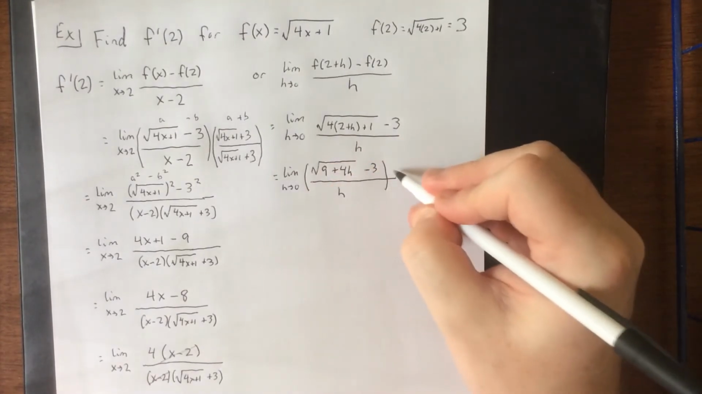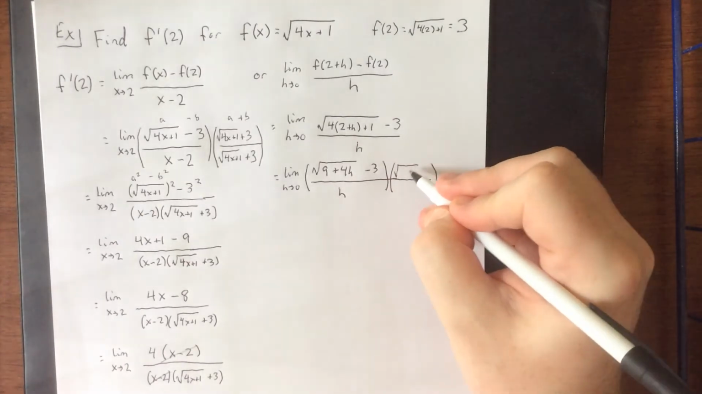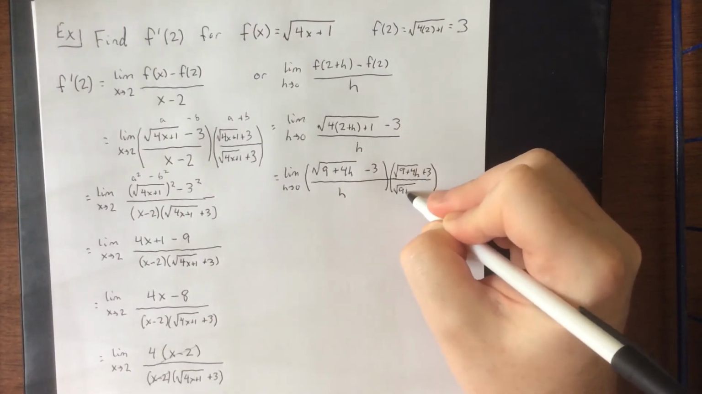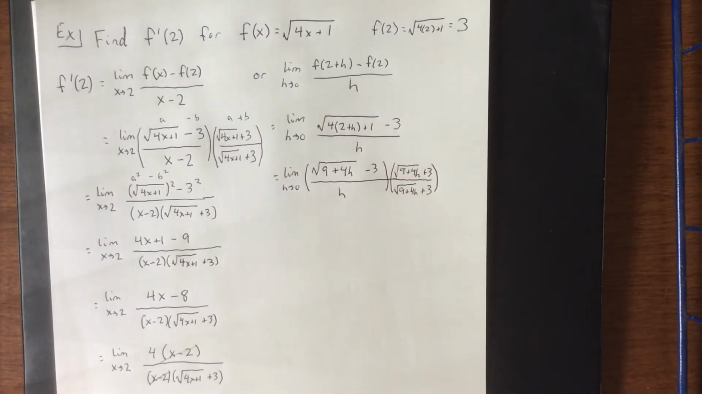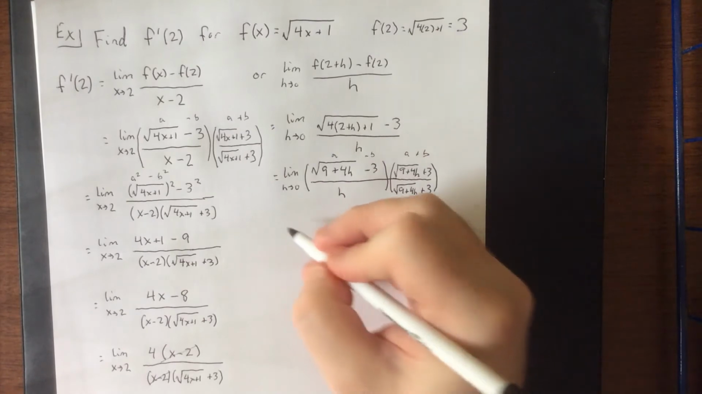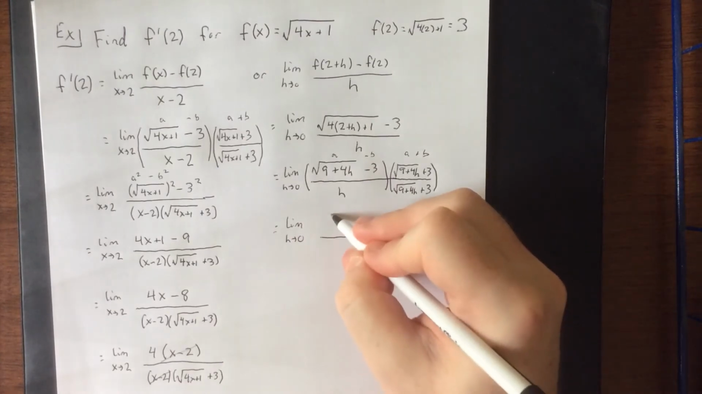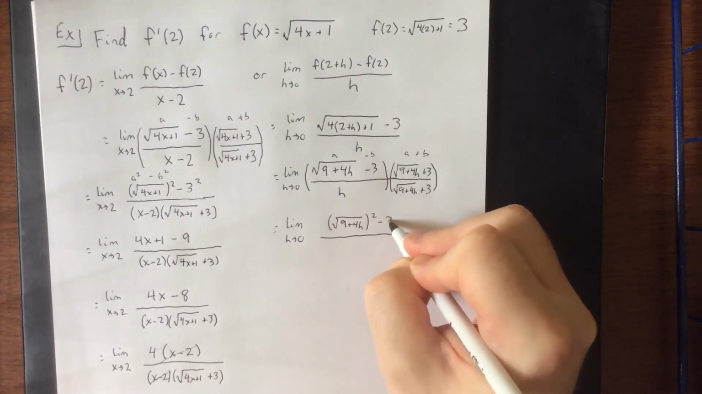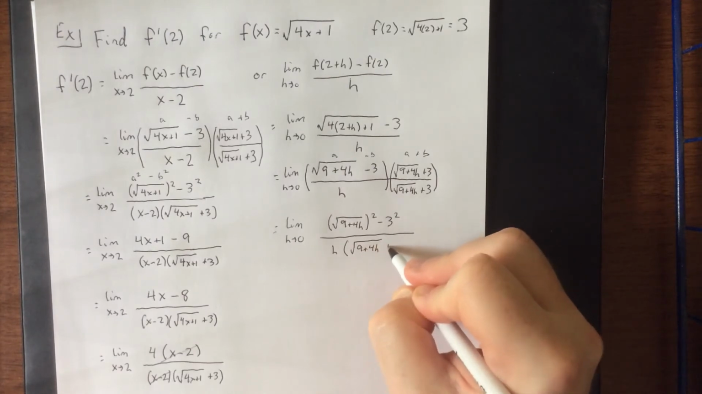Same strategy as what we did before. We are going to borrow for that fraction bar a little bit, multiply by the conjugate of the radical expression in the numerator. That's the square root of 9 plus 4h plus 3. So once again, we're multiplying something of the form a minus b times something of the form a plus b. That is going to cause something of the form a squared minus b squared. So the square root of 9 plus 4h squared minus 3 squared all over h times the square root of 9 plus 4h plus 3.